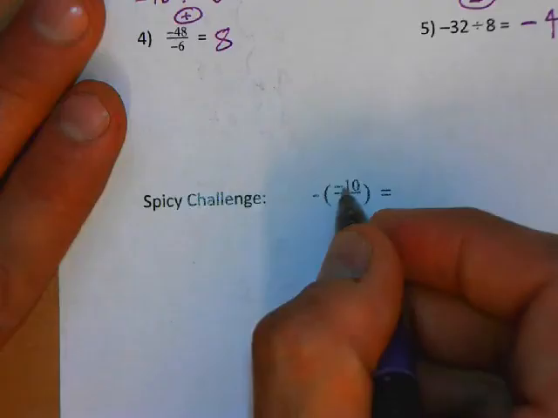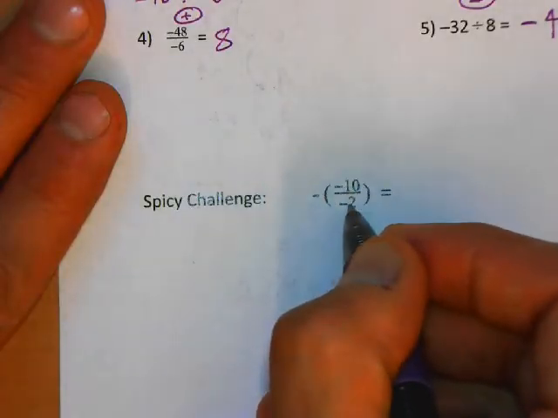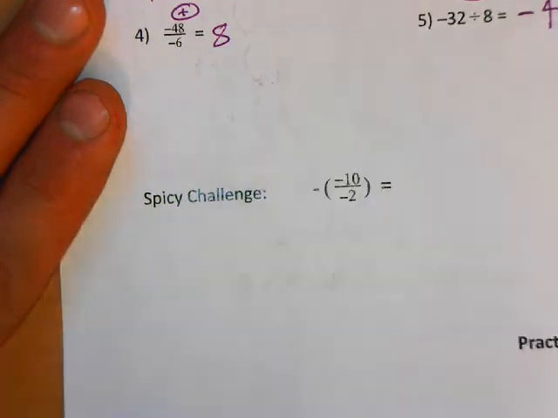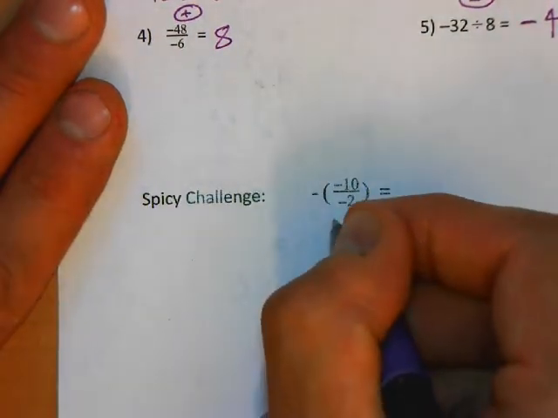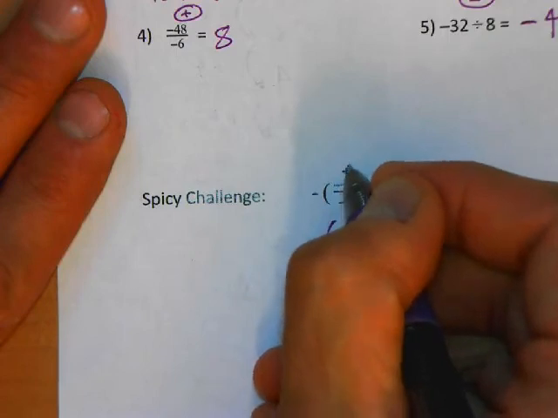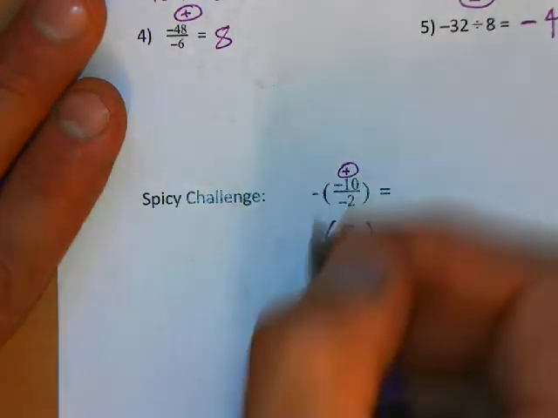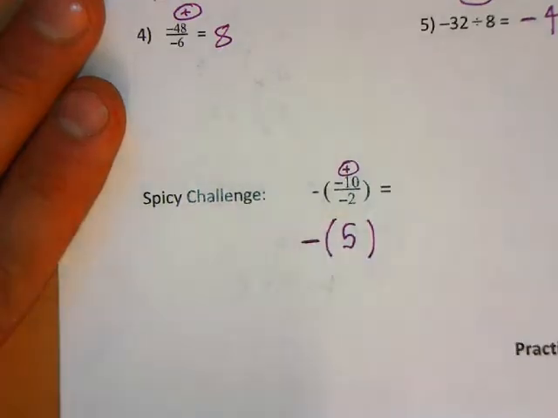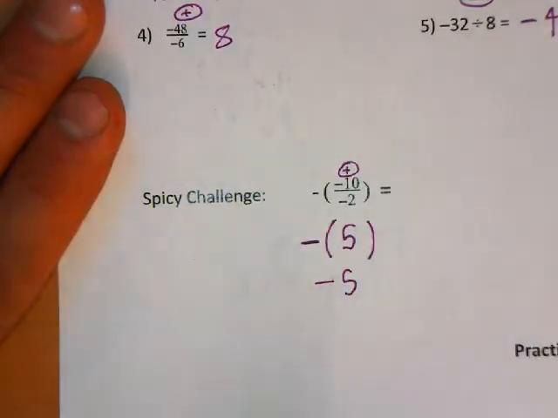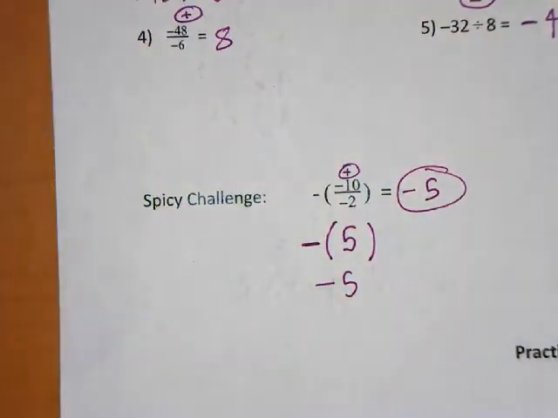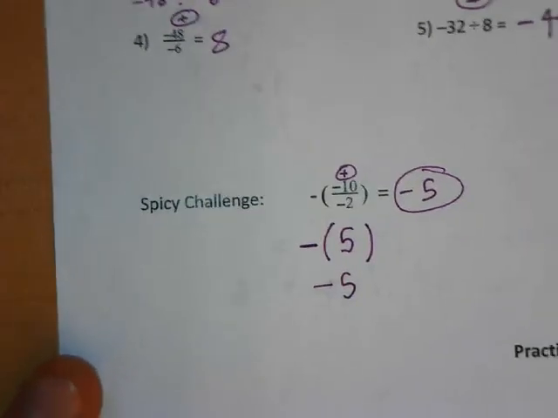This is saying, in here, negative 10 divided by negative 2, and then out here, we're saying opposite of that. So inside the parentheses first, negative 10 divided by negative 2, that's 5. It's a positive in here because both of those are negative. But then there's a negative outside. It's saying the opposite of 5, which is negative 5. So this whole thing is equal to negative 5. Okay, you're ready for practice. Nice work.